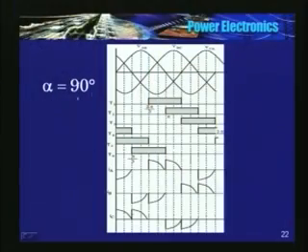Now we will see for alpha is equal to 30 degrees, what happens. So here, for alpha is equal to 90 degrees, I have shown you the line voltages, gate pulses and currents. Only two phases carry current at a time. One phase is open. See, there is no current here.